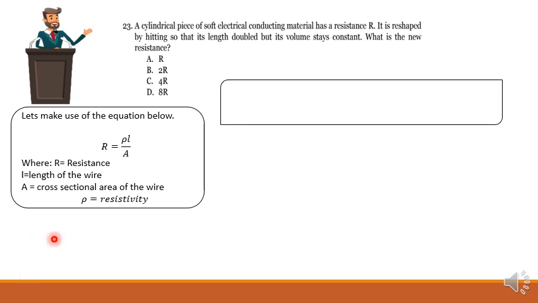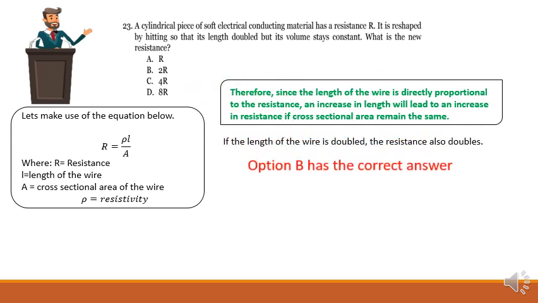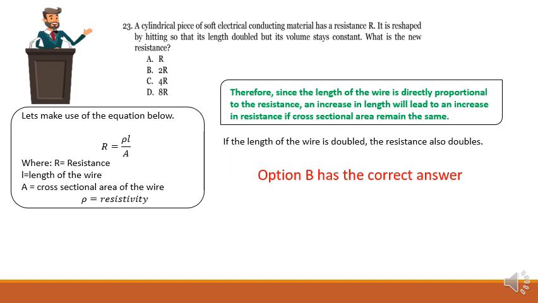Now, we are told that this piece of conducting material has resistance R. It is reshaped by heating such that the length doubles. L becomes 2L. So let's see what happens to the resistance if L becomes 2L. Since the length of the wire is directly proportional to the resistance, an increase in length will lead to an increase in resistance if the cross-sectional area remains constant. So once the cross-sectional area remains constant, if the length of the wire is doubled, the resistance equally doubles. So we have 2R, option B.